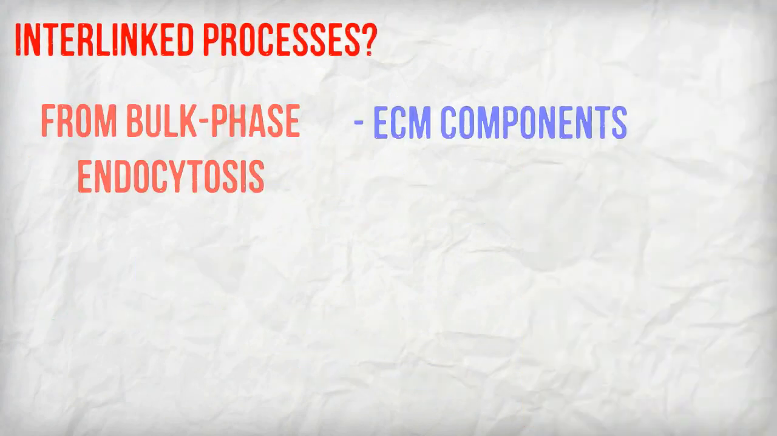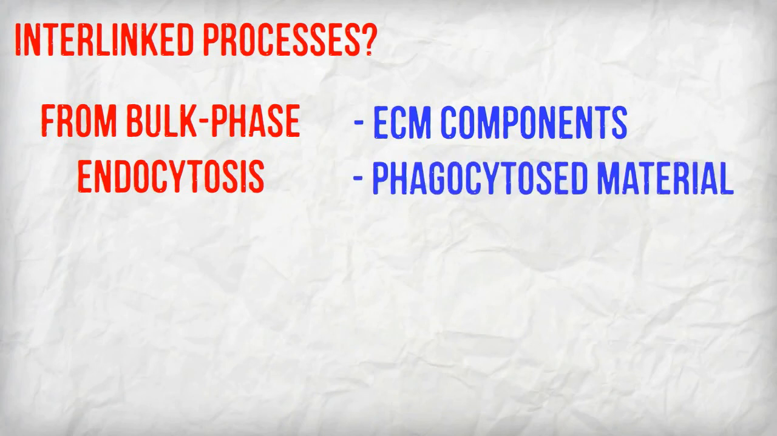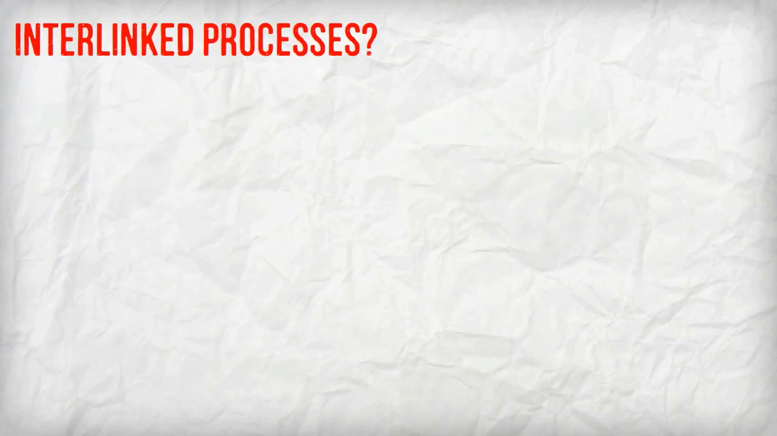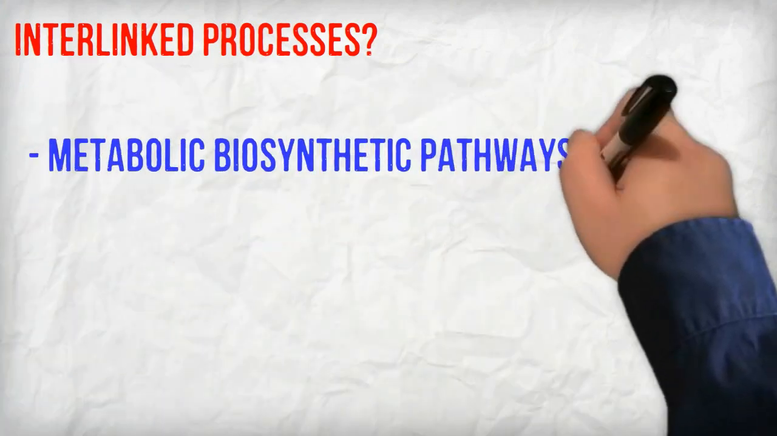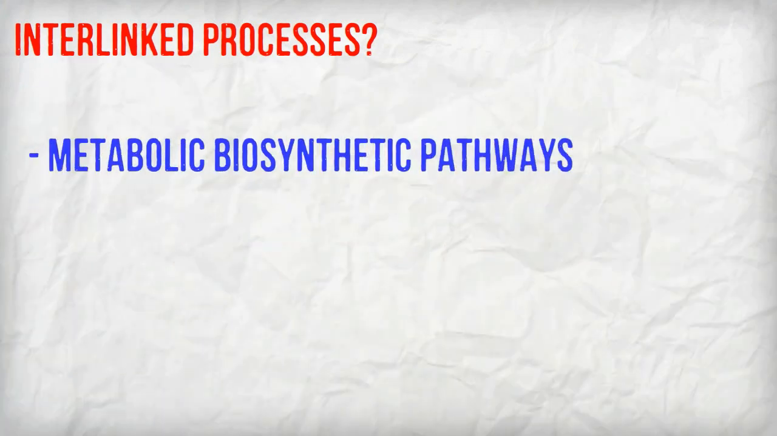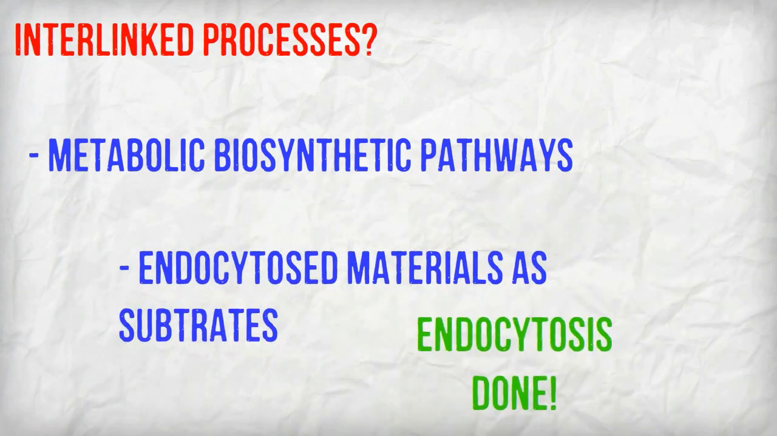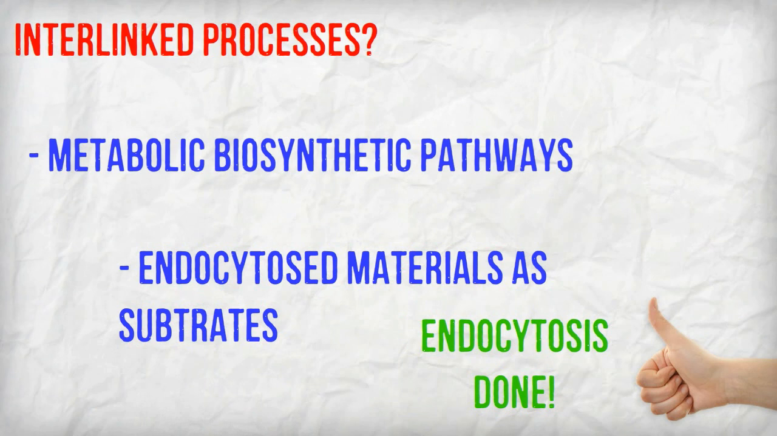Similarly, components of the extracellular matrix that have been taken in via bulk phase endocytosis and need to be broken down, such as phagocytosed bacteria, will be transported to late endosomes and lysosomes for degradation. There are also routes of transport between this endocytic pathway and the biosynthetic pathway for delivery of endocytosed molecules needed for metabolism. It is worth noting that this is a very complicated and interlinking pathway.